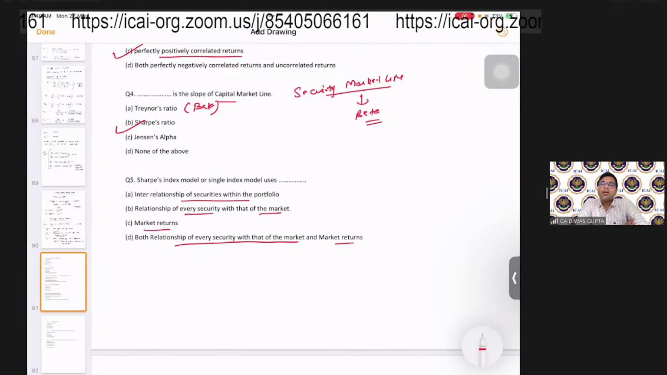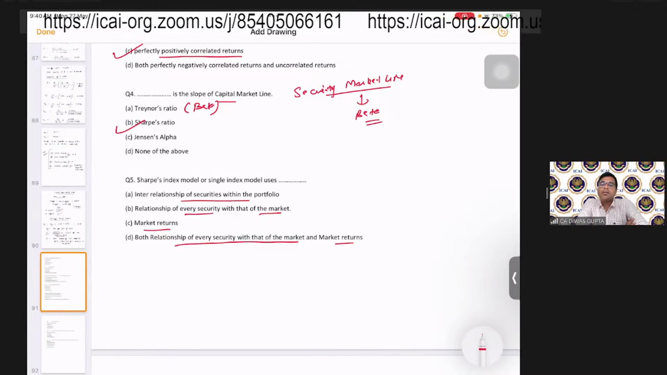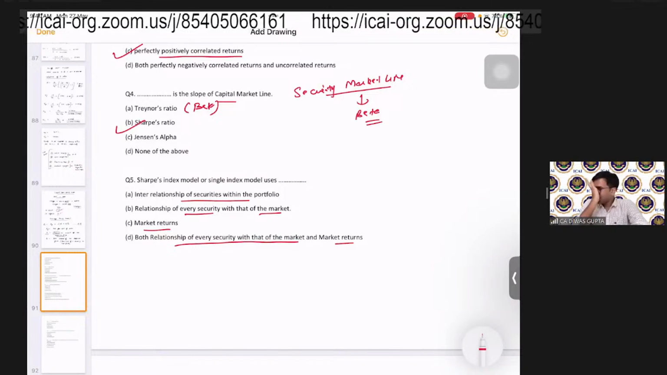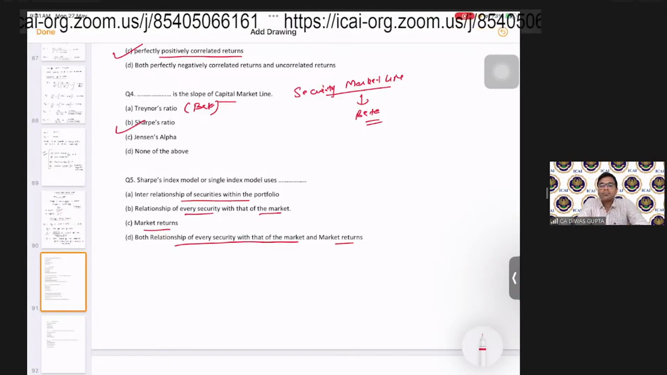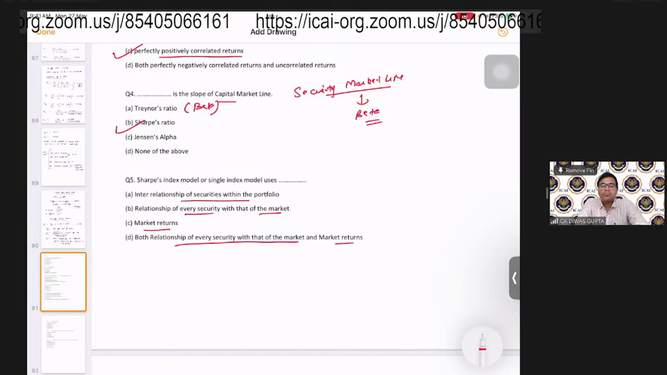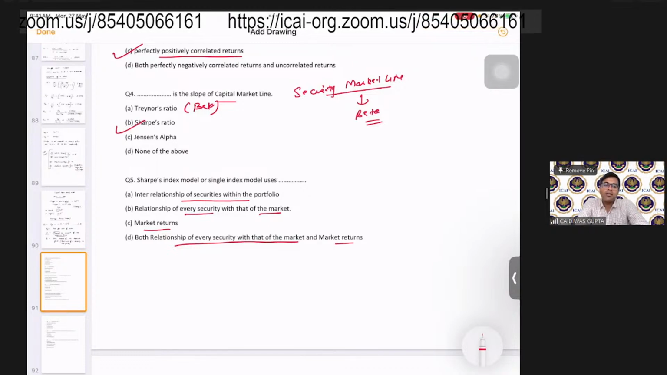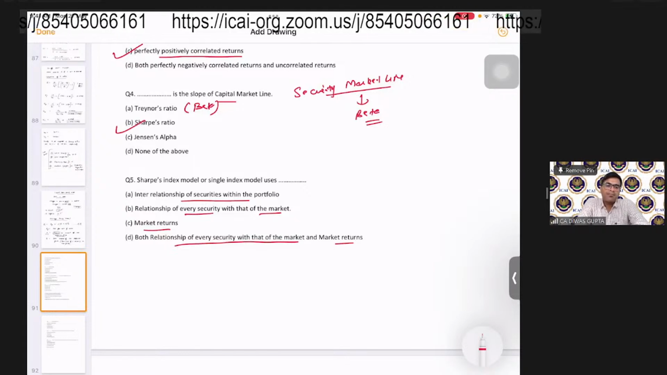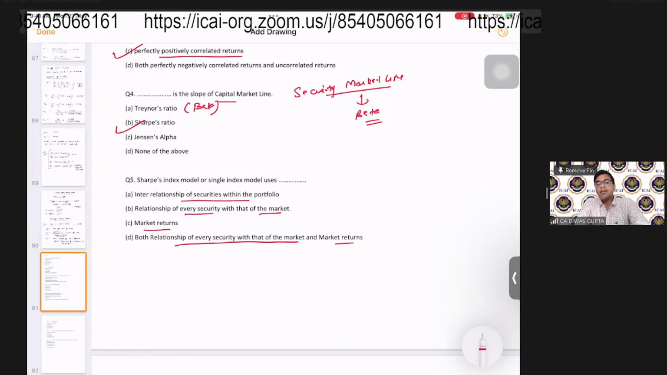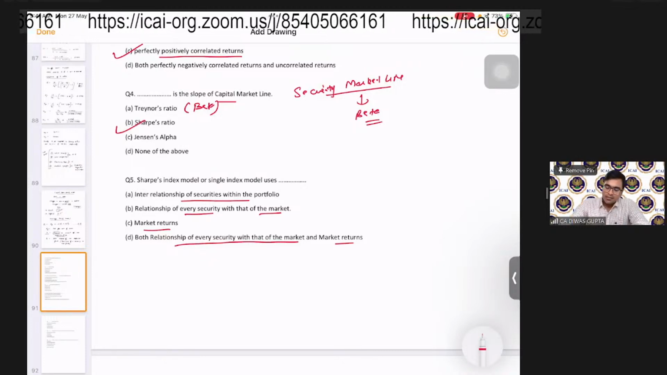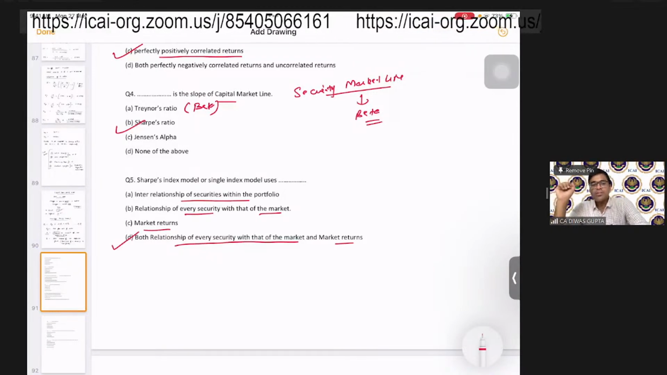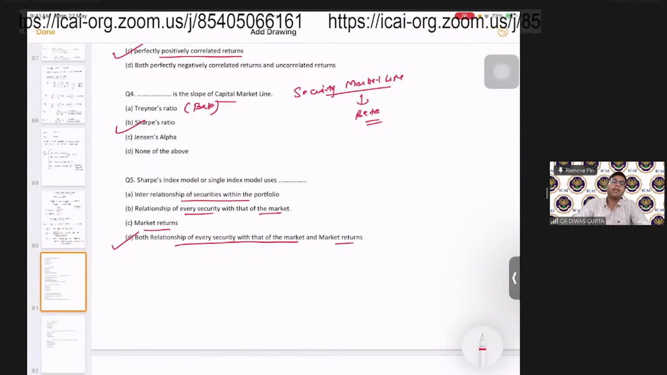Viraj is saying okay. Abrikesh has also responded, and Prerna has also responded. Any other, Rolina, you want to respond? Okay, Rolina is saying B. Perfect. So there is a catch in this question. Although B is the apt answer, however, it is also mentioned as market returns. So Sharpe's index model also uses market returns, right? So hence the correct answer becomes D. Both relationship of every security with that of the market and market returns, students.